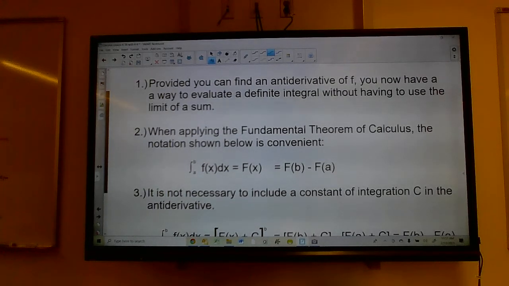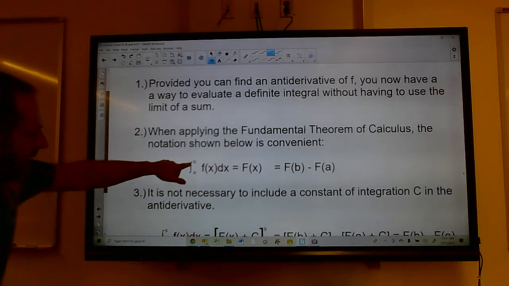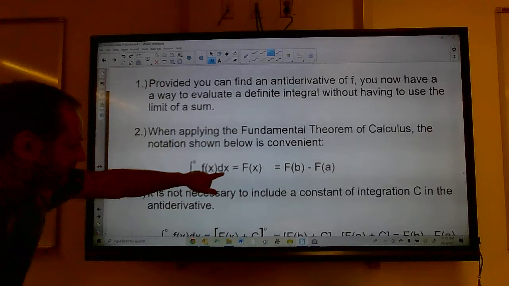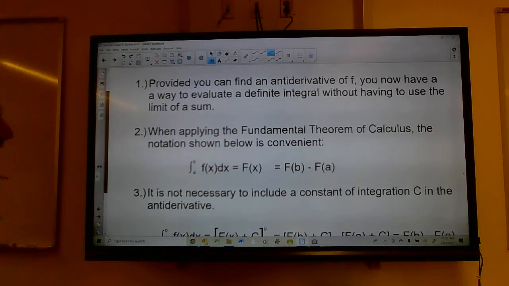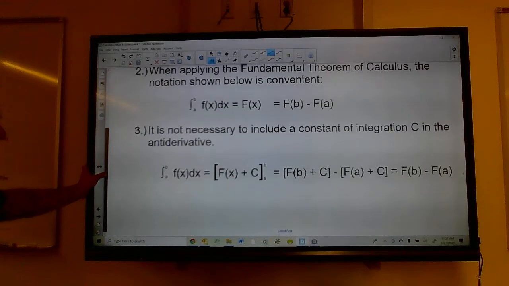When applying the fundamental theorem of calculus, the notation shown below is convenient. So the integral from a to b of little f of x dx is capital F of x evaluated from a to b, which is equal to capital F of b minus capital F of a. Point 3, it's not necessary to include a constant of integration, c, in the antiderivative.